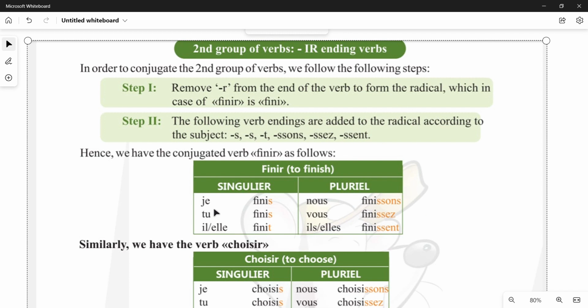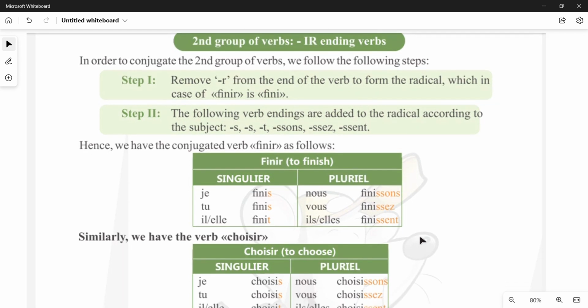So I'll tell you the pronunciation now. See, je finis, tu finis, il elle finit, nous finissons, vous finissez, ils elles finissent. The verb finir means to finish. So all these mean: I finish, you finish, he finishes or she finishes, and then they finish. Nous means we, so it will be we finish, and vous means you, so you finish, and ils elles finissent means they finish. So this is how we have now conjugated the verb finir.